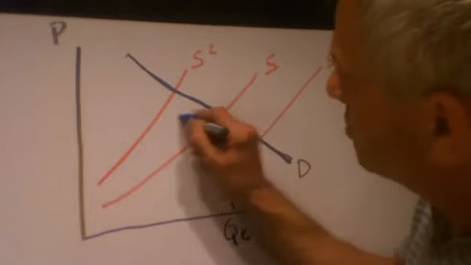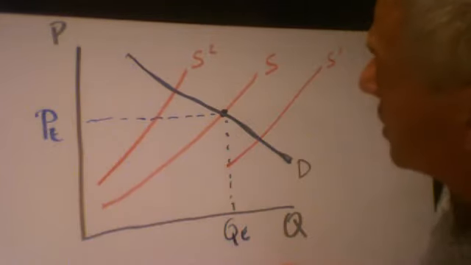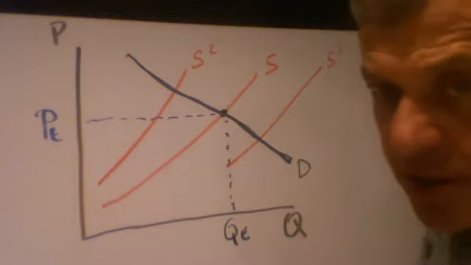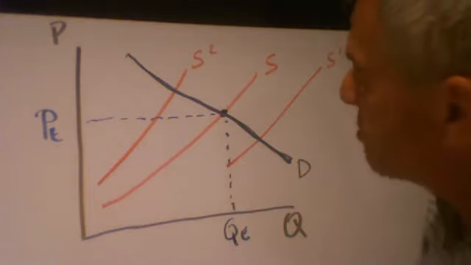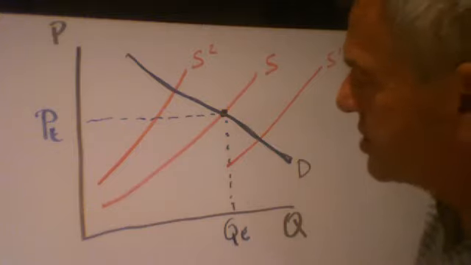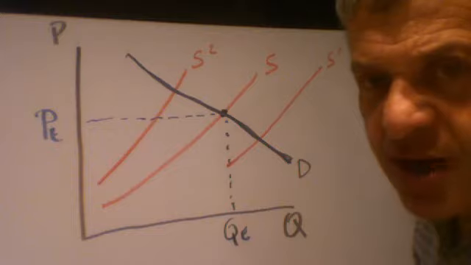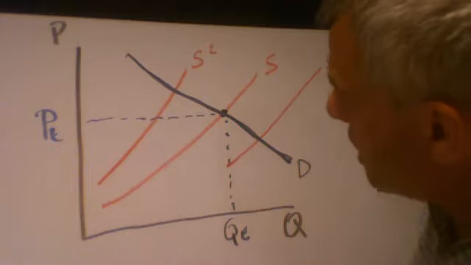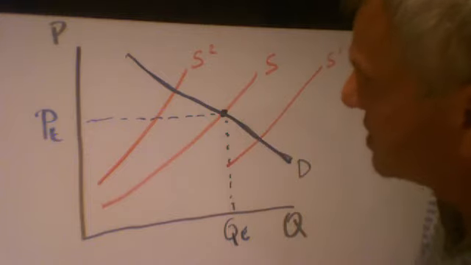QE, equilibrium quantity, and PE, equilibrium price. The equilibrium price is a price at which there are no shortages or no surpluses, or at least there shouldn't be. This is the best price, the most efficient price. At this price, customers and suppliers are content. They are somewhat happy as their demand is satisfied and the supply is satisfied.